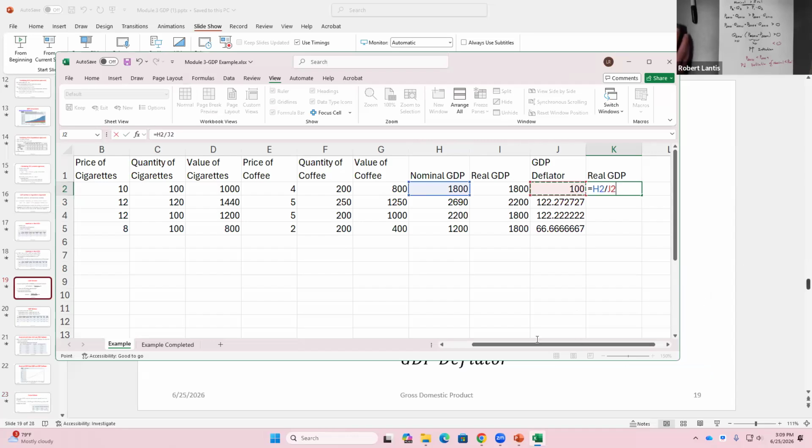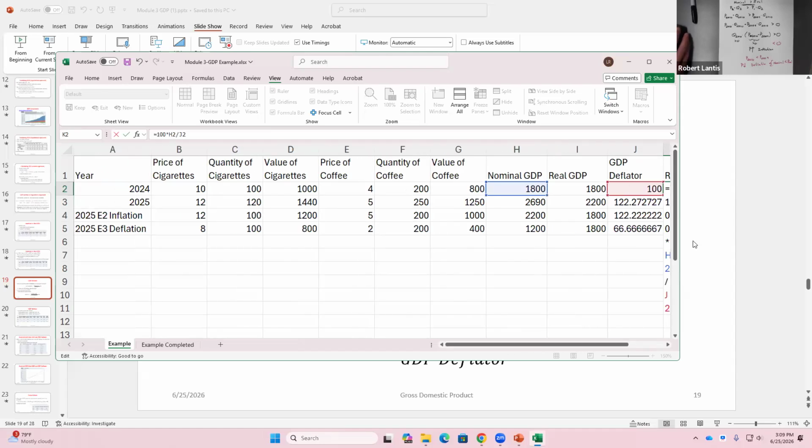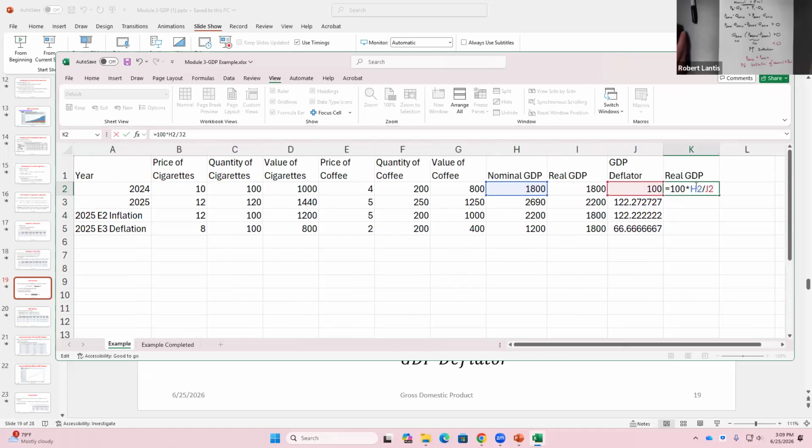Now, what am I also going to do here? I multiply it by 100. So what is this going to be? Well, remember, in the base year, which was 2004, my GDP deflator is always 100. So these are going to cancel. My real GDP, similar to how we calculated before, should be the exact same as my nominal GDP. Right? Prices aren't going up or down because I'm still looking at just the base year.